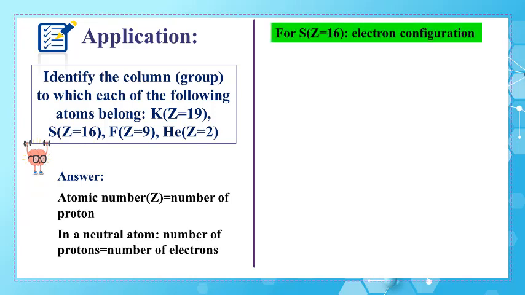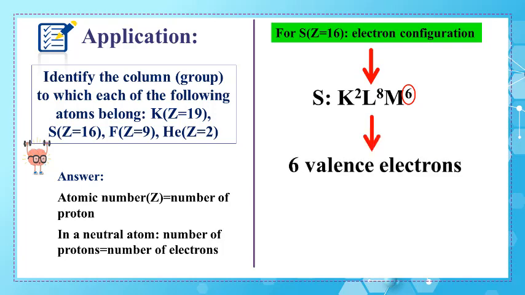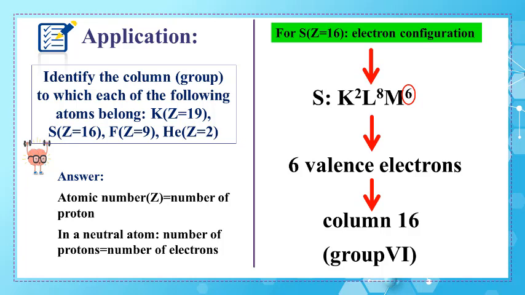For sulfur having Z equals 16, the electron configuration is K2, L8, M6. So it has 6 valence electrons on its valence shell M. So we can say that sulfur belongs to column 16 or group 6.